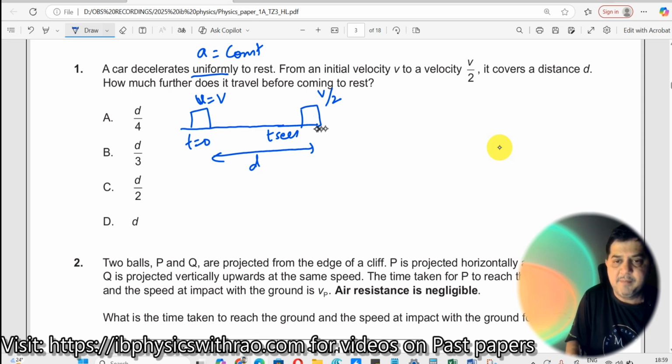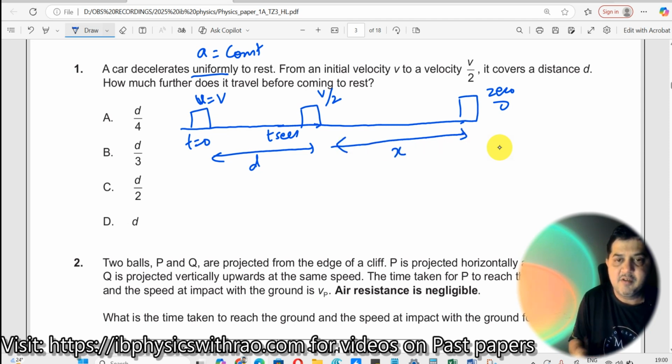Now, still it is moving, and it comes to rest somewhere over here. The velocity is 0 here. The final velocity is 0. And it travels an extra distance of, I do not know what this is, let us say x over here. He's asking you, what is this value of x? That's the question. Now, how do we solve this?